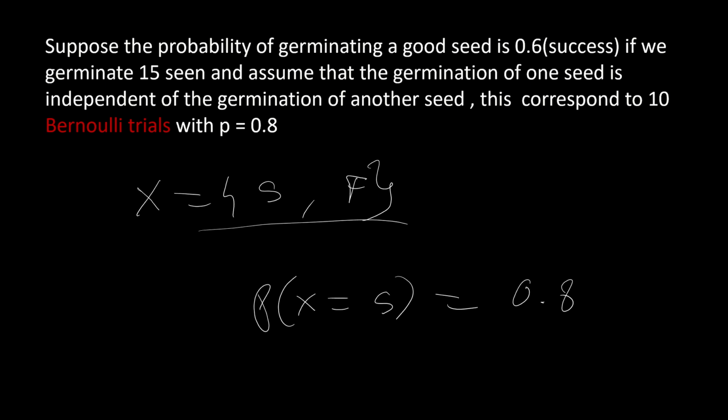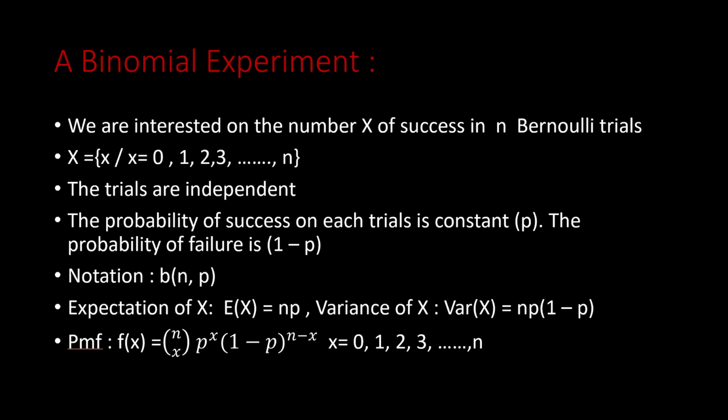Now we are going to check something that we call the binomial experiment. The difference is that, to figure out whether you are dealing with a binomial experiment, first each individual experiment should be a Bernoulli experiment, and you do a sequence of Bernoulli experiments to get a binomial experiment. So we are interested in the number of occurrences in n Bernoulli trials.